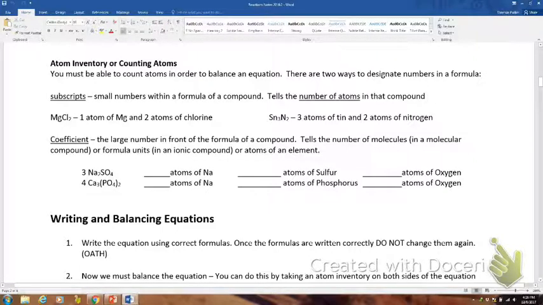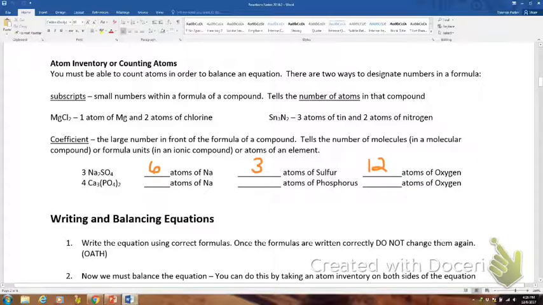In this case, I have 3 sodium sulfates. So the total number of atoms of sodium would be 3 times 2, so it would be 6. So the total number of sulfur would be 3 times just 1, so it would be 3. And then the total number of oxygen would be 3 times 4, so 12 of oxygen.